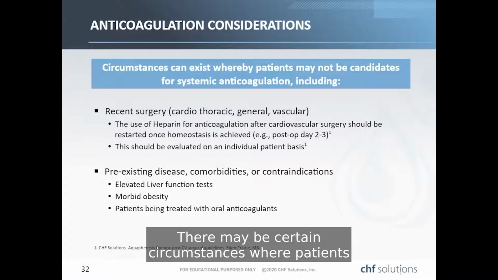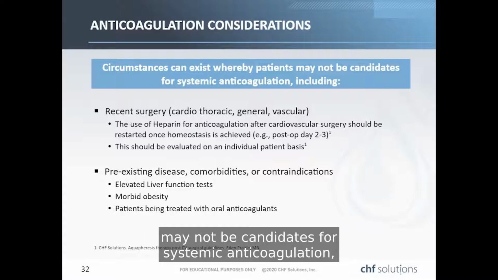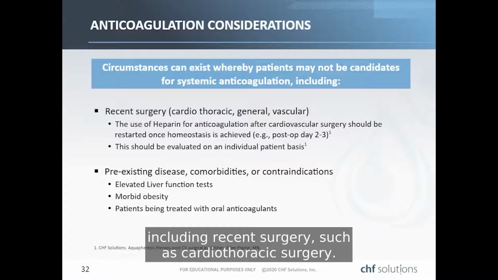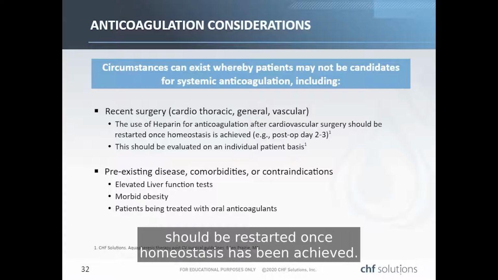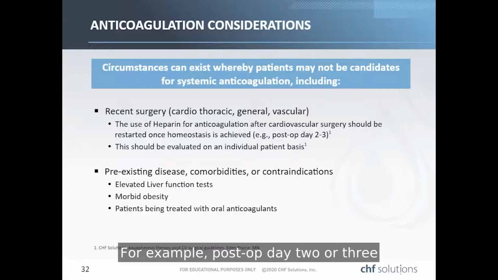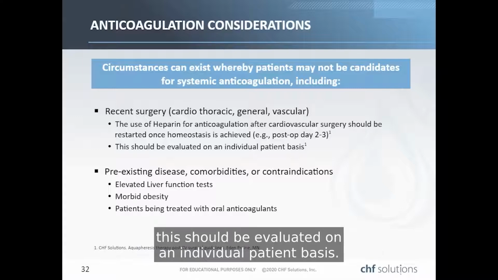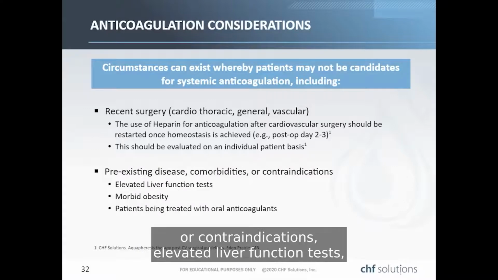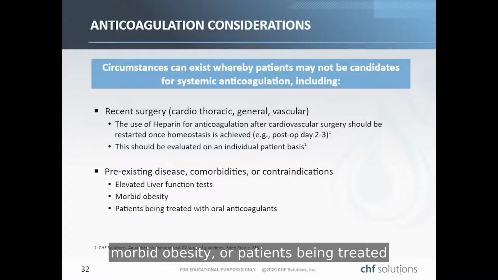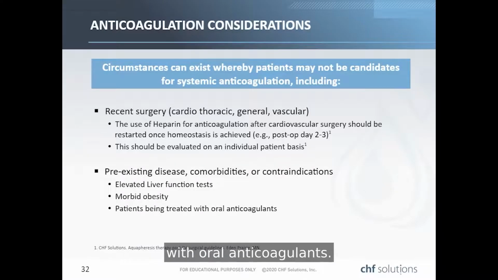There may be certain circumstances where patients may not be candidates for systemic anticoagulation, including recent surgery, such as cardiothoracic surgery. In this case, heparin for anticoagulation should be restarted once hemostasis has been achieved, for example, post-op day 2 or 3. This should be evaluated on an individual patient basis. Patients may have pre-existing disease, comorbidities, or contraindications, elevated liver function tests, morbid obesity, or be treated with oral anticoagulants.